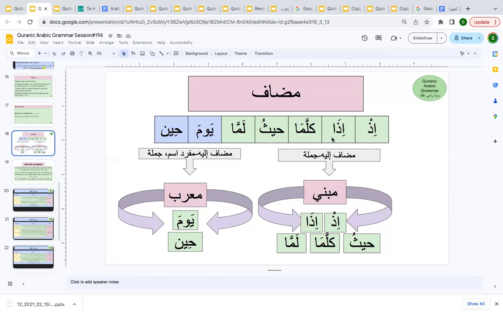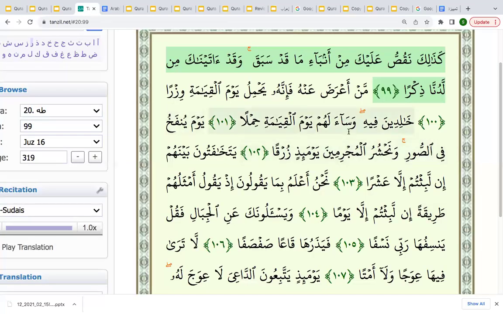If your zarf is mu'arrab, its mudaf ilayhi can be a mufrad ism, which you have seen in Surah Taha in the form of Yawm al-Qiyamah. But the same word can also take a sentence as its mudaf ilayhi, as you have seen in the same surah when you were doing verse number 102, Yawma yunfakhu fis-sur, right? Yawma yunfakhu fis-sur. So here, what is the mudaf ilayhi of yawma? You are seeing a jumla, right?